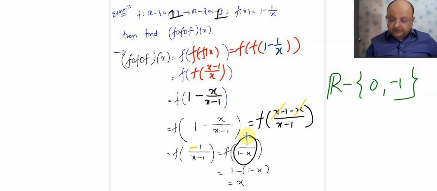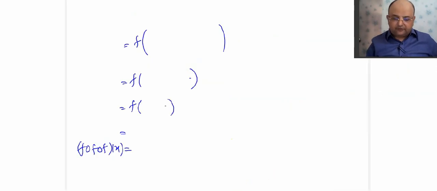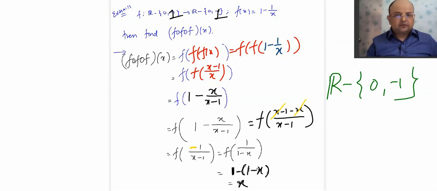What does your f do with this x? It takes reciprocal. Reciprocal of this is 1 minus x. It takes reciprocal and subtracts it from 1. So that is just x. So f of x is nothing but x. Easy? Sure? Let's go for it again.